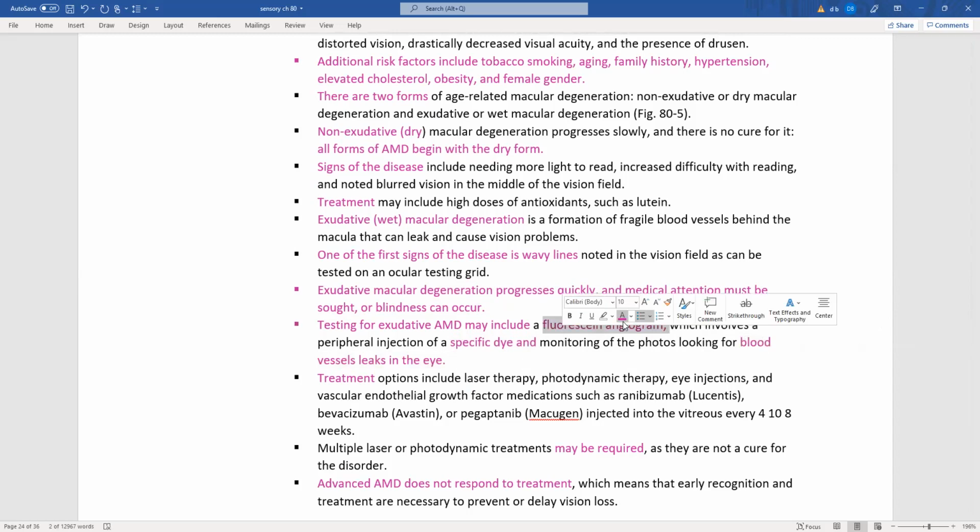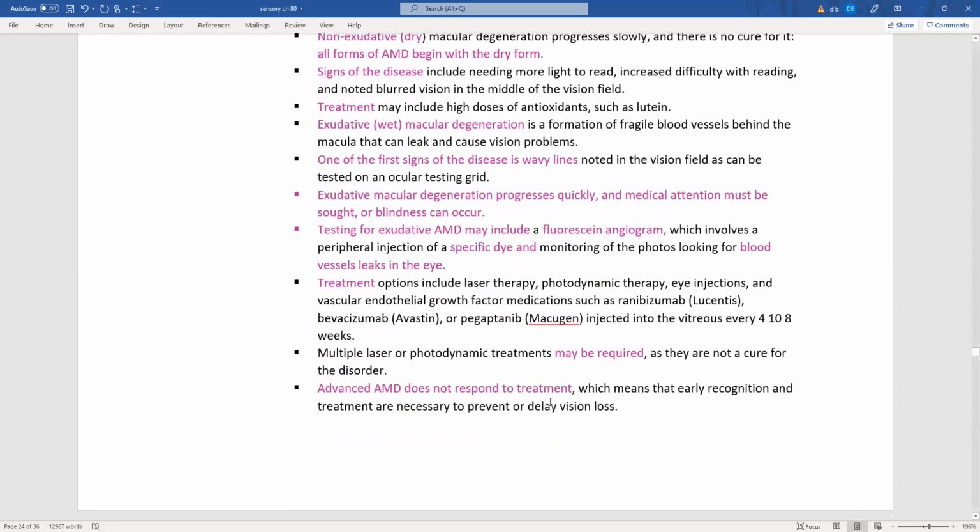The treatment options include laser therapy, photodynamic therapy, eye injection, and vascular endothelial growth factor medications such as Lucentis. Y'all see all the medicine. Multiple lasers or photodynamic treatments may be required as they are not a cure for the disorder. Advanced AMD does not respond to treatment, which means that early recognition and treatment are necessary to prevent or delay vision loss.